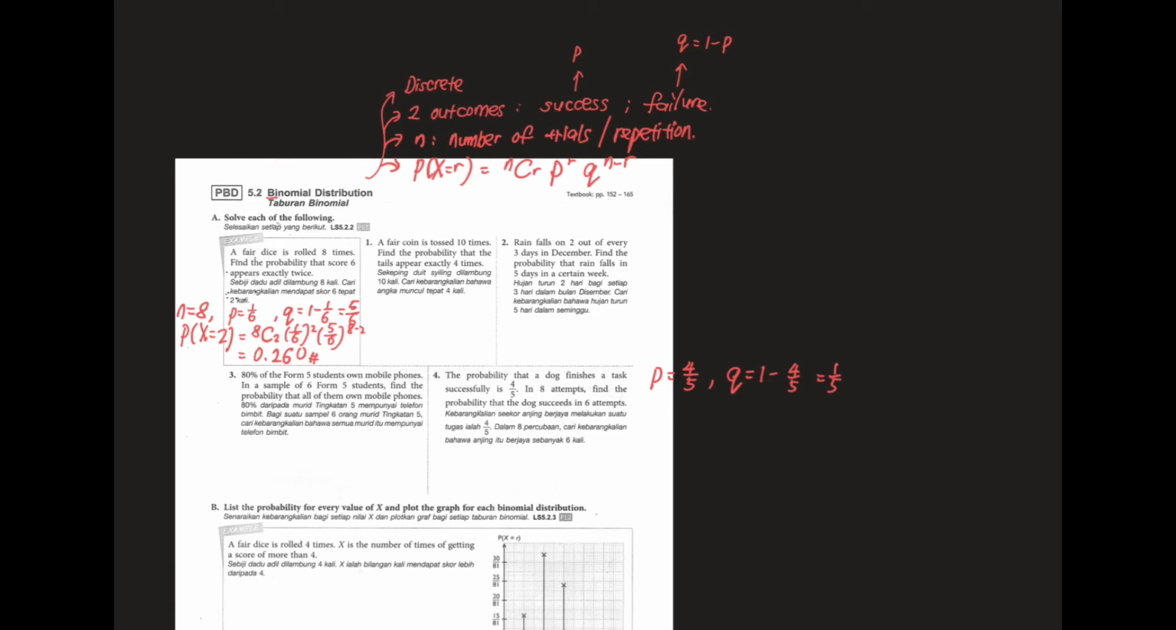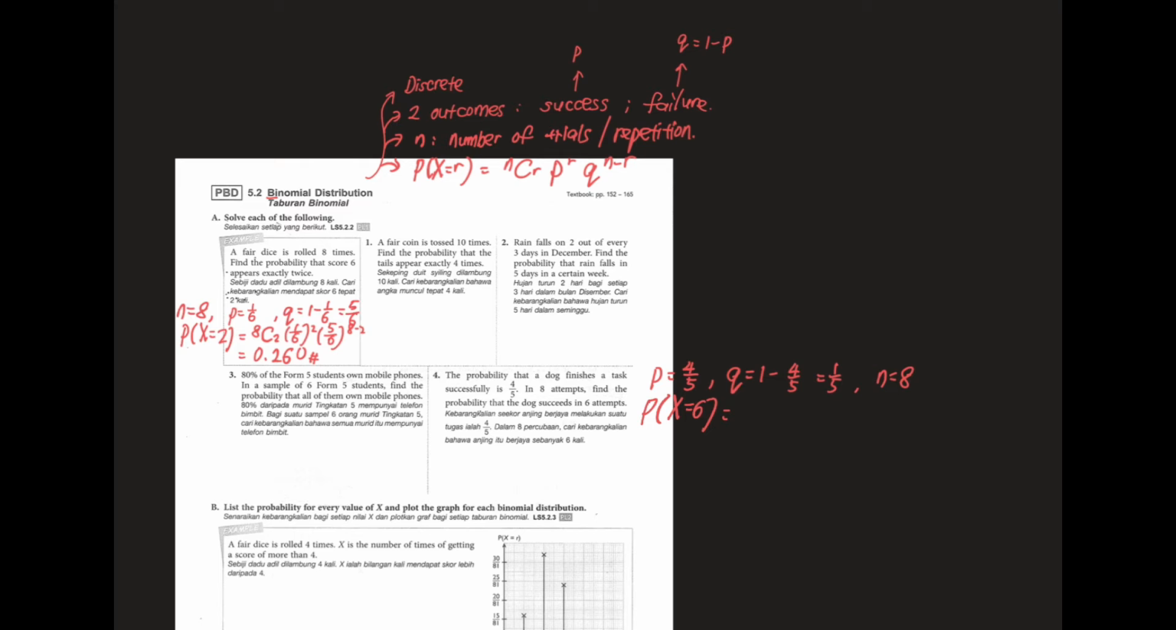Now let's continue. In 8 attempts, the number of repetitions or number of trials, they are doing it for 8 times. So n equals 8. So we need to know n, p, q basically. When you know n, p, q, then you can continue with the probability formula. In 8 attempts, find the probability that the dog succeeds in 6 attempts. Because the question is asking for the probability of 6, we write P(X = 6).